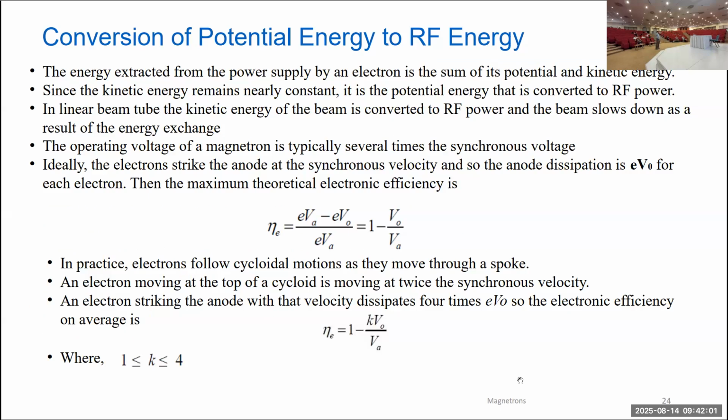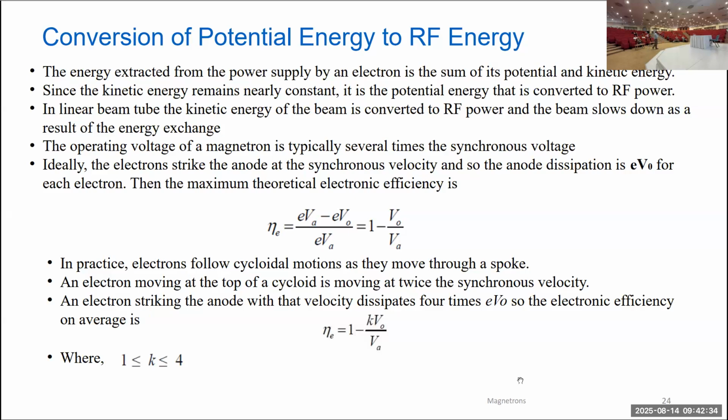So now, how is the efficiency of a magnetron calculated? The energy extracted from the power supply by an electron is the sum of its potential energy and kinetic energy. Since the kinetic energy remains nearly constant, it is the potential energy that is converted to RF power. In a linear beam tube, the kinetic energy of the beam is converted to RF power and the beam slows down as a result of energy exchange.